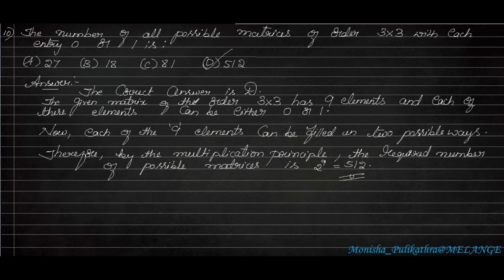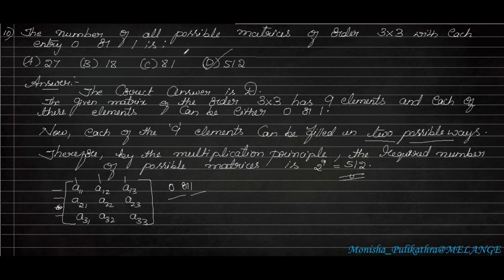Why? Because the given matrix is of the order 3 into 3. So 3 into 3 means there will be 9 elements: A11, A12, A13, A21, A22, A23, A31, A32 and A33. Okay, so this is a 3 into 3 matrix which has 9 elements. So totally 9 elements will be there, and the elements can be either 0 or 1. So there are two possible ways, right?